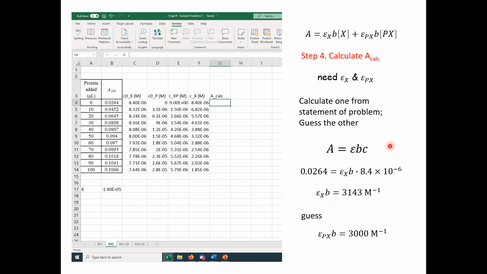I need to get the extinction coefficient of the complex. Okay, I can't get that from the problem, and so I'm simply going to guess it. And order of magnitude, I'll guess it's about the same as the extinction coefficient of the ligand. I happen to guess 3,000 inverse molar, right?